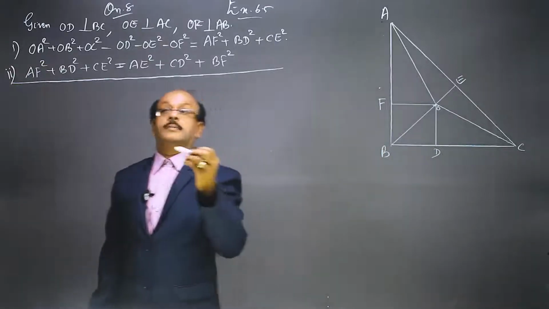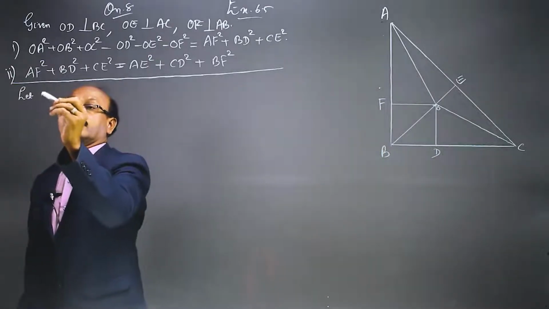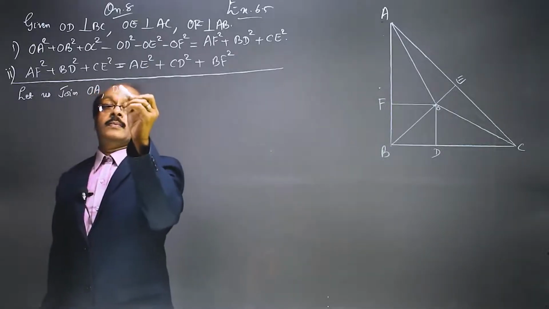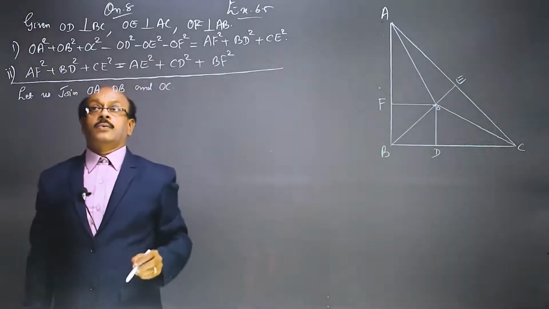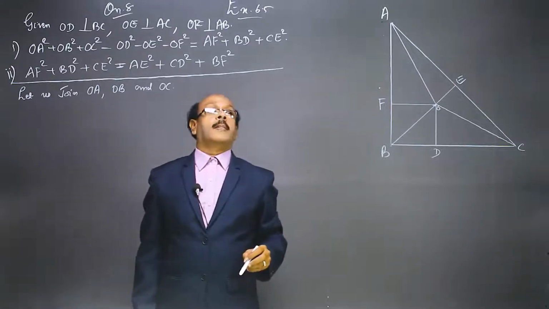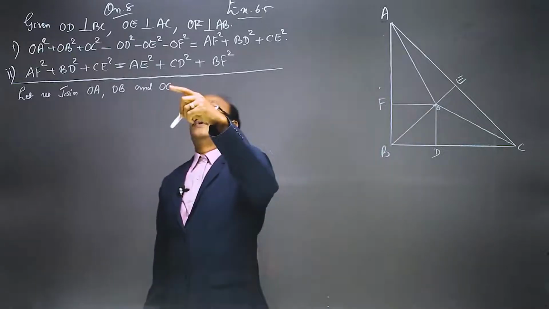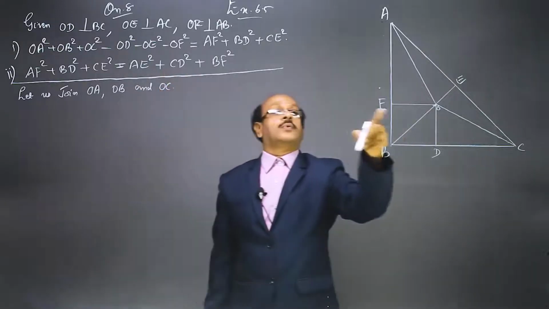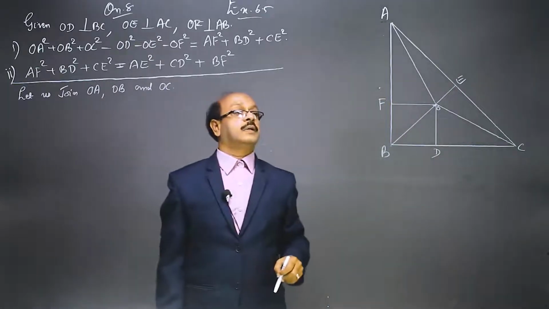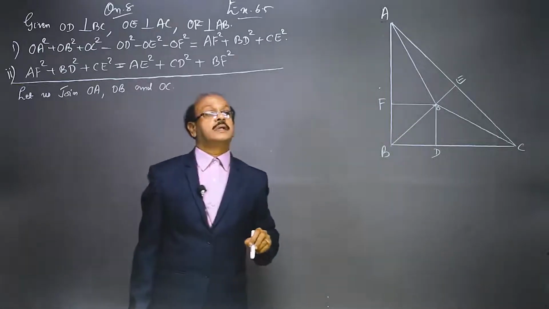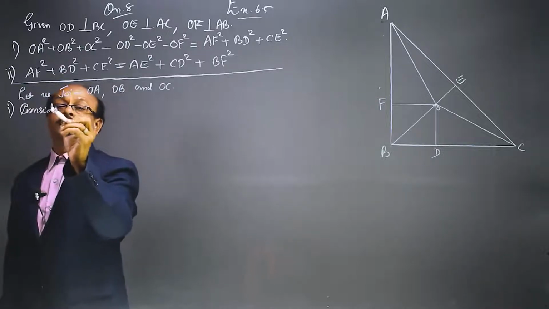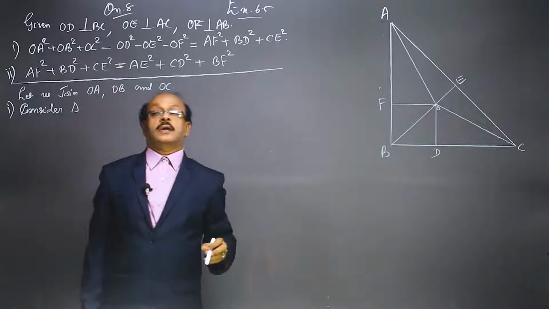Let us join OA, OB and OC. Now, OA square and OD, OE, OF. So we have to consider triangle OAF. We have to consider first of all triangle OAF for the proof of the first part. Consider triangle OAF.